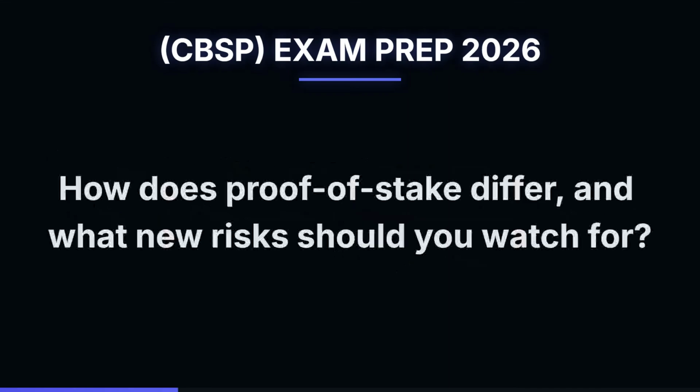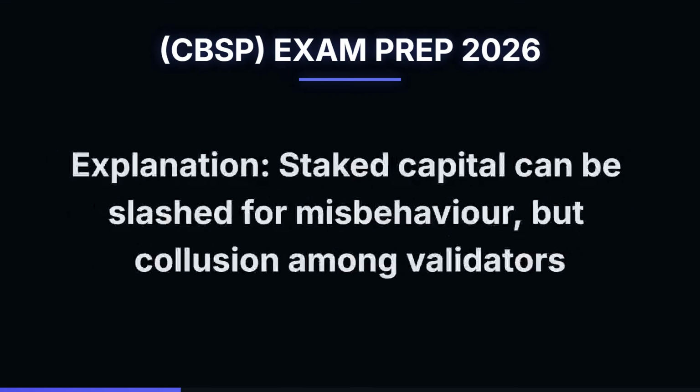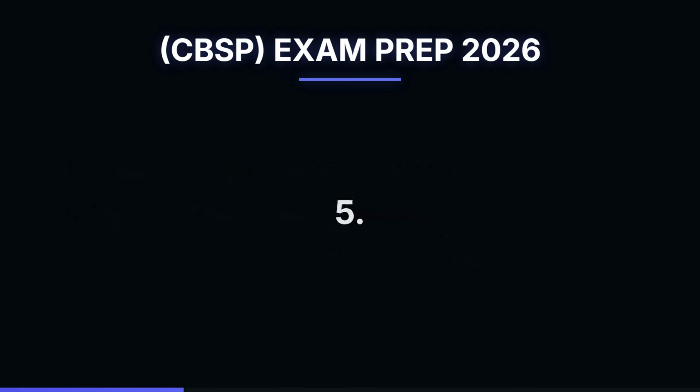4. How does proof of stake differ, and what new risks should you watch for? Proof of stake uses staked tokens to win block rights, which shifts risk to validator collusion. Staked capital can be slashed for misbehavior, but collusion among validators can still harm finality.